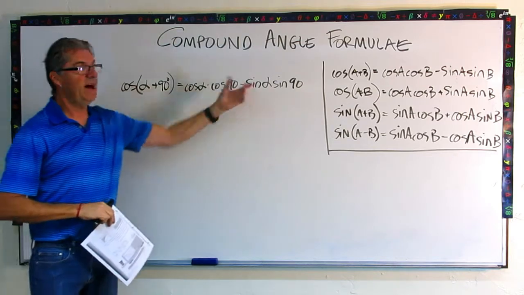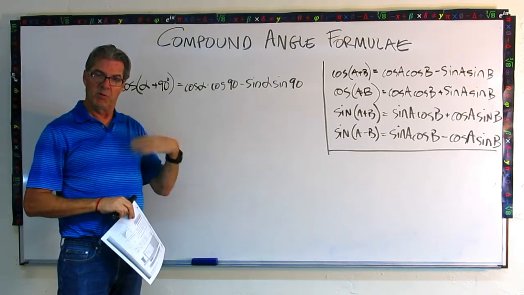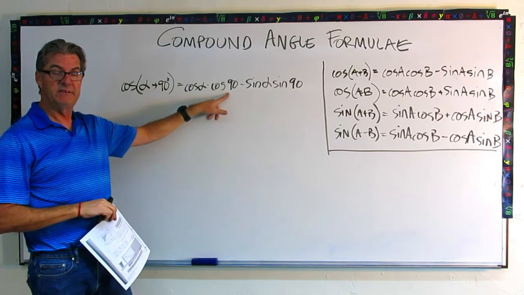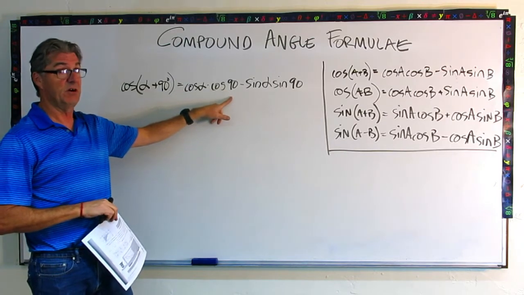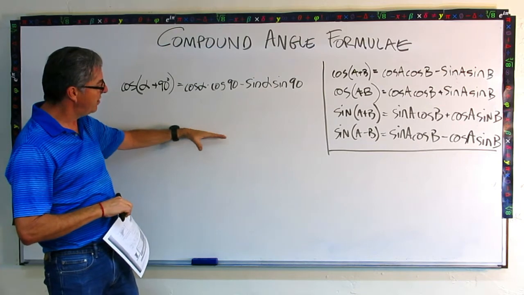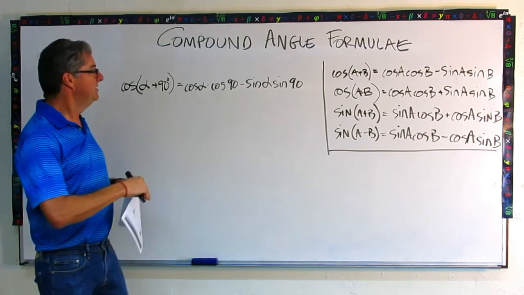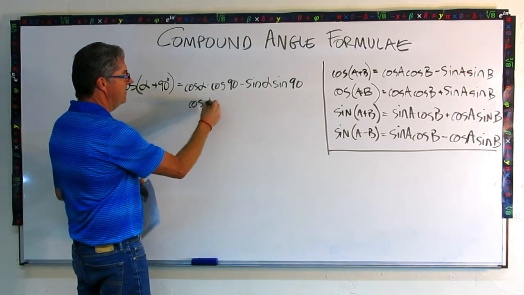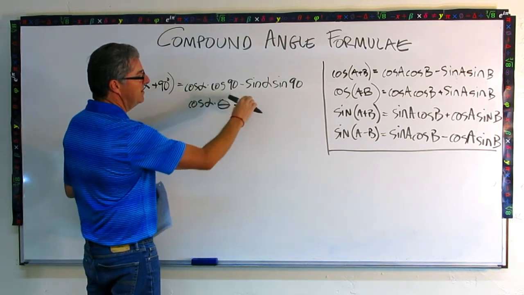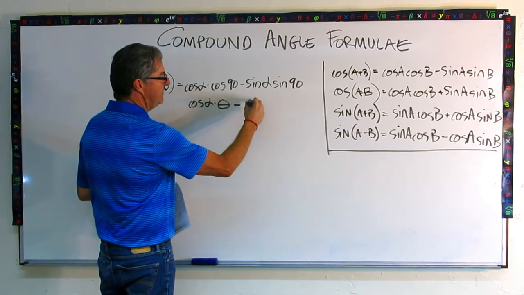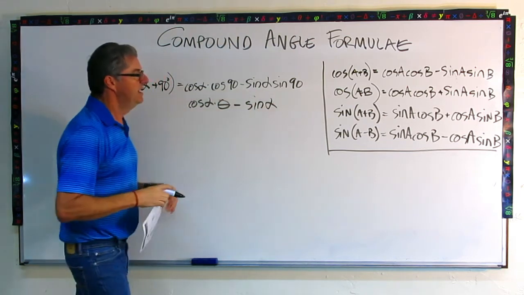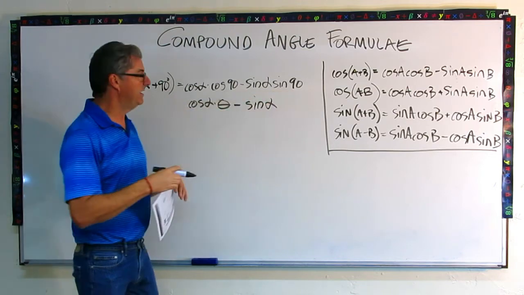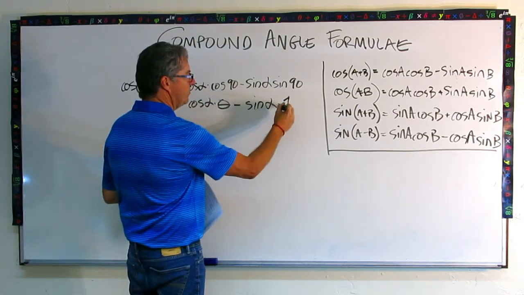We don't know what alpha is, but we're going to simplify this anyway. What's the cosine of 90? Cosine of 90 is 0. That's the x-coordinate when you've rotated all the way up the unit circle to the top. So this is 0. So this becomes cosine alpha times 0 minus, we don't know what sine alpha is yet, so we'll just bring that down. Now the sine of 90, what's that? That's 1. So sine alpha times 1.